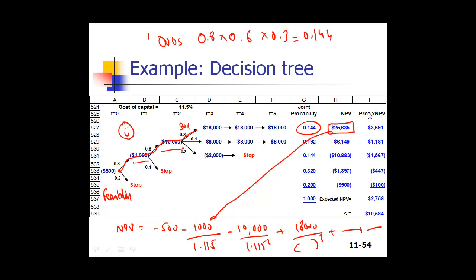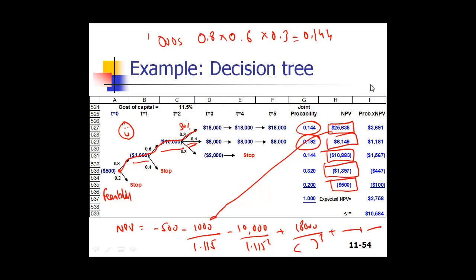Okay, so we come up with the NPV, we come up with the probability. Then using the same procedure, how did this probability of 0.192 show up? It's 0.8 times 0.6 times 0.4, and the NPV is calculated using the same procedure. So you use the same method to come up with all these numbers. Where did this minus 500 come from? Yeah, so if you immediately spend the 500 and then stop. Okay, so you can get all these numbers.